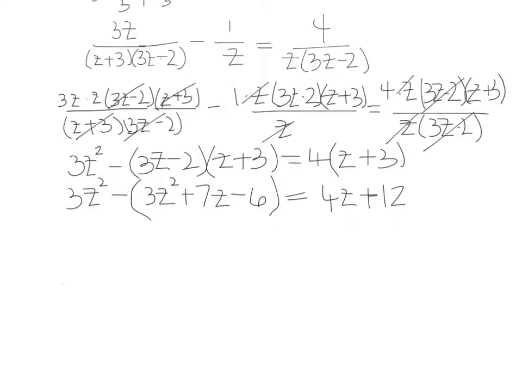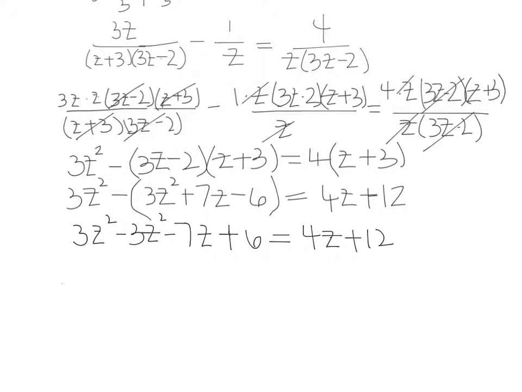Our next step is to distribute the negative, so we get 3z squared minus 3z squared minus 7z plus 6, still equal to 4z plus 12. Combining like terms, we're left with negative 7z plus 6 equals 4z plus 12. We no longer have any squared terms, so we don't have to set it equal to 0 and factor. We can just solve for z.